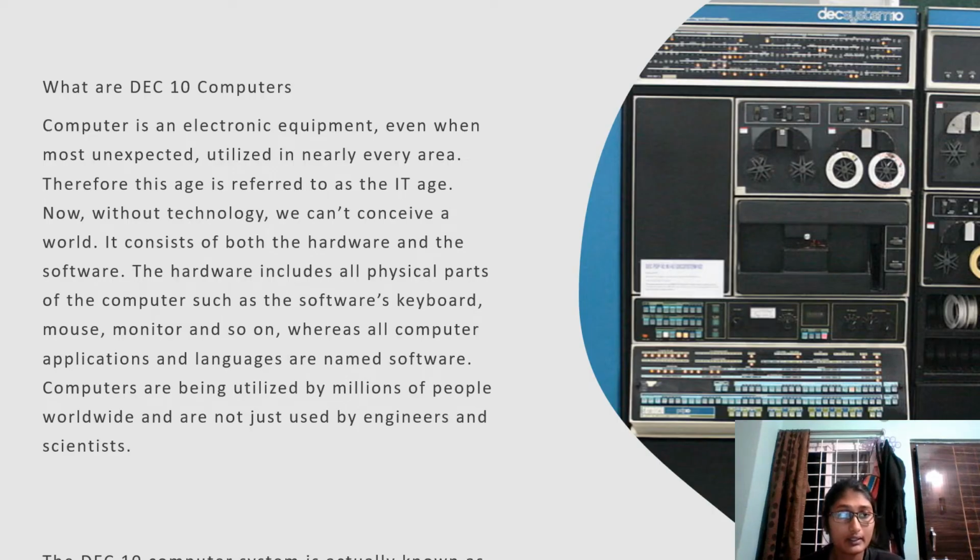Desktop computer. Computer is an electronic equipment, utilized even in most unexpected areas. Every area, this age is referred to as the IT age. Now, without technology, we cannot conceive a world. It consists of both hardware and software. Hardware includes all the physical parts of the computer, such as keyboard, mouse, monitor, and so on. Whereas all computer application languages are named software, computers being utilized by millions of people worldwide.